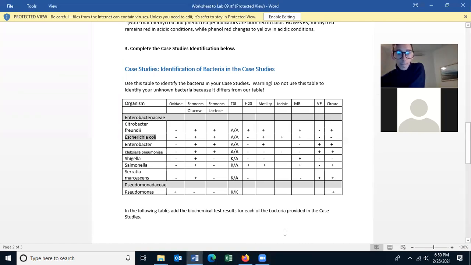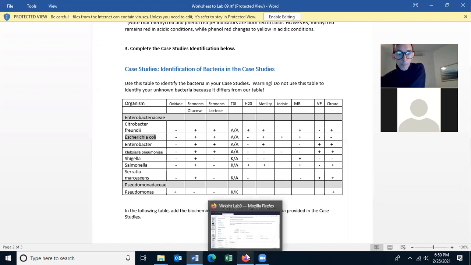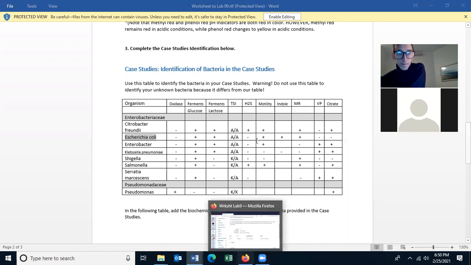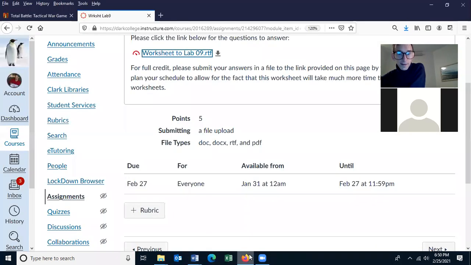Yeah, I think printing the directions and the table will help. Yeah, you need this table. And then it's helpful to have the case studies. You could write it out if you didn't want to print it, but if you don't mind printing it, go ahead and print it. I do have a good printer. I think I should use it for this for now.